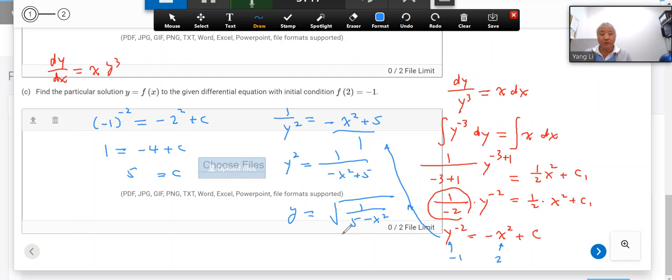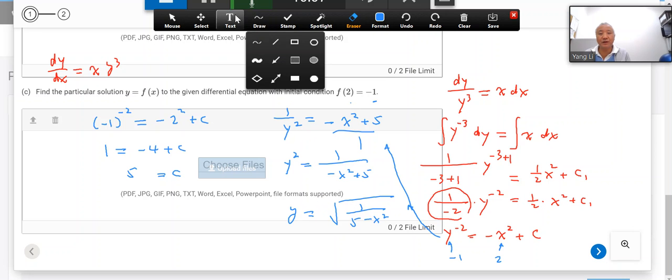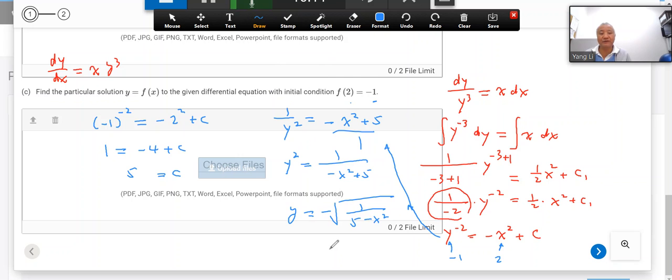But be careful. You need to determine the sign, because when you do the square root, you always have positive and negative. But here, the positive does not fit, because when x equals 2, y must equal negative 1. It's negative, so it cannot be positive. So that's why we have to choose the negative of that. So this will be the answer.